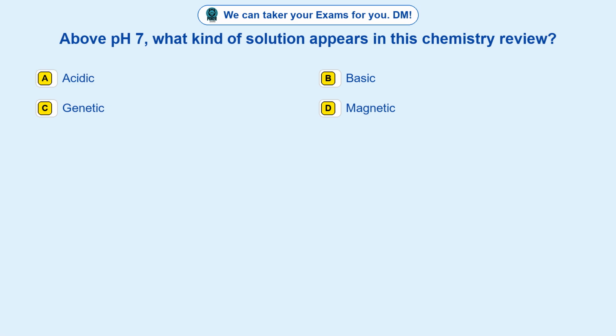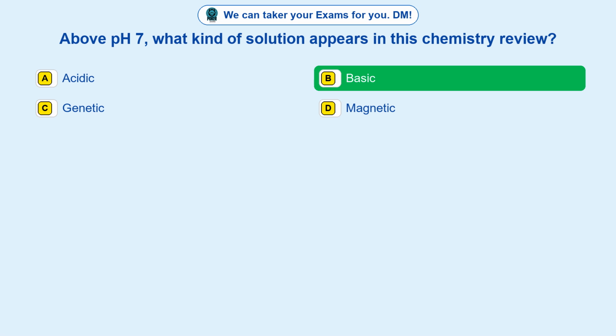Question 36. Above pH 7, what kind of solution appears in this chemistry review? Option A, acidic. Option B, basic. Option C, genetic. Option D, magnetic. The correct answer is option B.